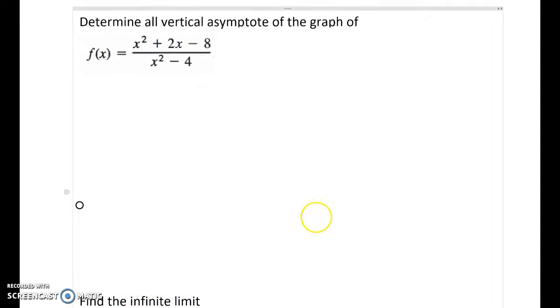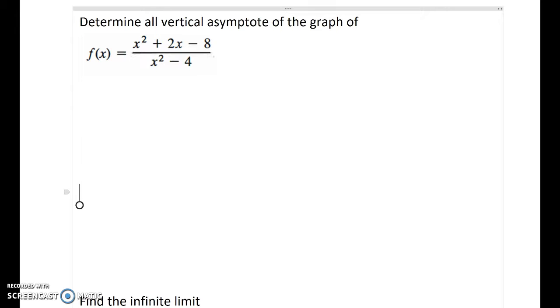Determine all vertical asymptotes of the graph of f(x) equal to x squared plus 2x minus 8 over x squared minus 4. Please make sure you watch this video before reviewing pages 83 to 87. Okay, then let's start solving these questions. Vertical asymptotes are located by the denominator, because a vertical asymptote occurs where the function has an undefined value. As you know, we can find an undefined value from the denominator equal to 0, right?